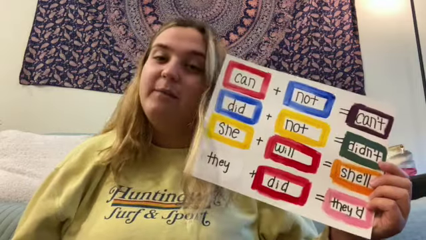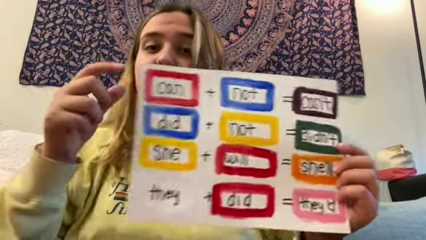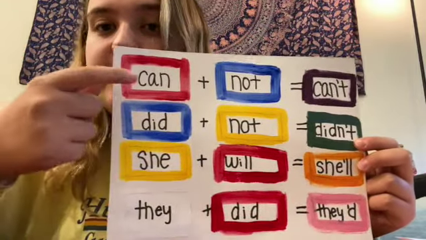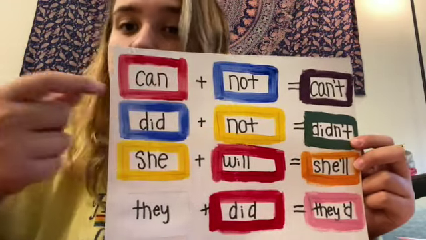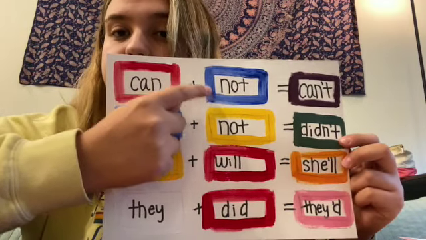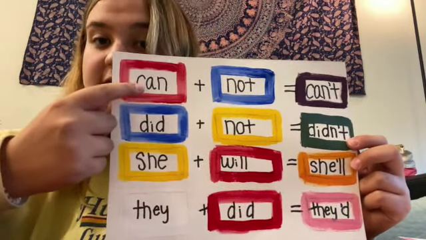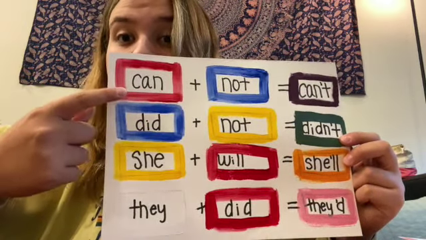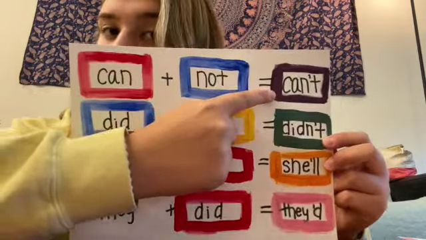Hi class, I'm going to show you how to combine color theory and contractions. For our first example, we have can and not. Can is in a red box and not is in a blue box. When you combine can and not, you get can't. And when you combine red and blue, you get purple.